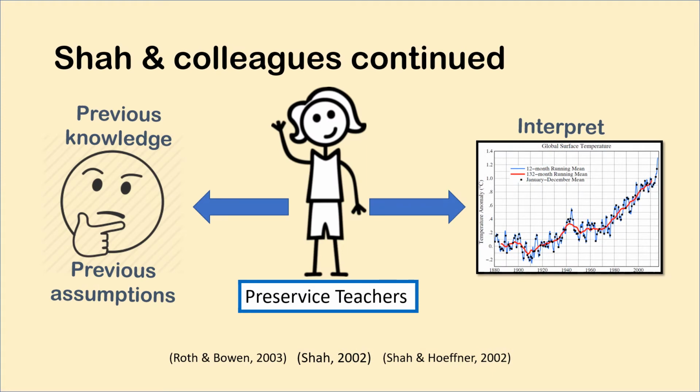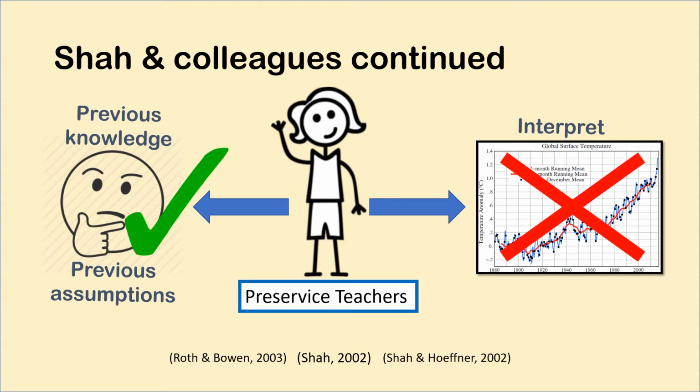And to continue with Shaw and colleagues, they demonstrated that pre-service teachers who have a particularly low graphical literacy skill are more likely to rely on their previous knowledge rather than trying to depict the information that is being presented in a graph. So depending on the subject matter of the graph, when they're asked to interpret it, they're more likely to rely on their previous knowledge and assumptions of that topic before even trying to fully engage with the graph, which was demonstrated in the previous slide.